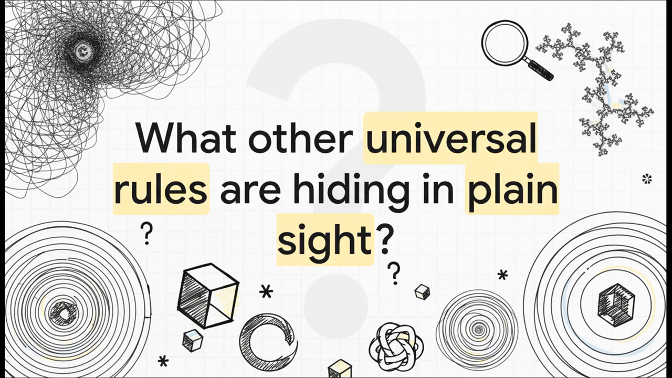And that, really, is the most exciting question of all, isn't it? If this much profound order can be found hiding inside the infinite chaos of fractals, what other universal rules are out there just waiting for us to find them, hidden in plain sight in all the complex systems that are all around us?